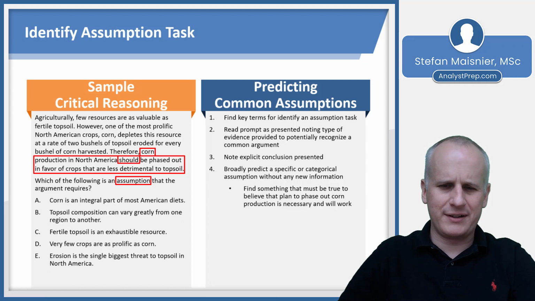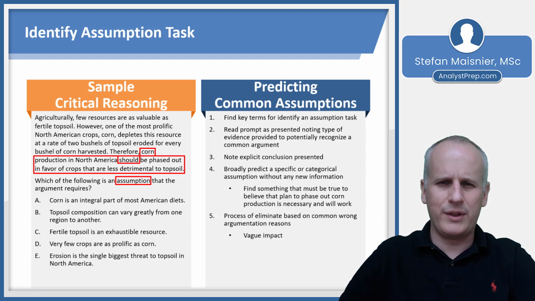So if we bring in our answer choices, we then want to process eliminate for our common wrong reasons, starting with choices that have a vague impact, such as choice B. Topsoil composition can vary greatly from one region to another. Okay. I mean, there is so much that's vague here. We're just highlighting "can," but do we even know the regions are related to North America? I have no idea. So we can eliminate choice B pretty directly.